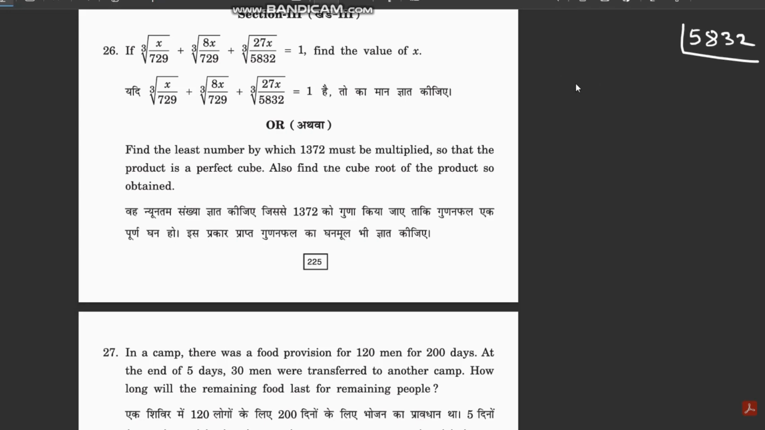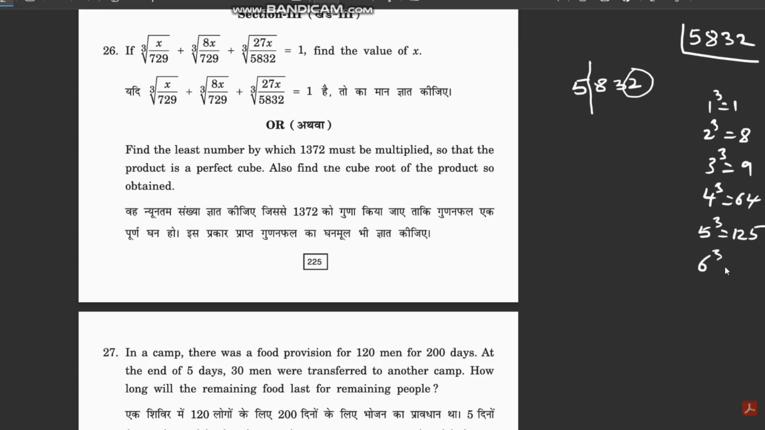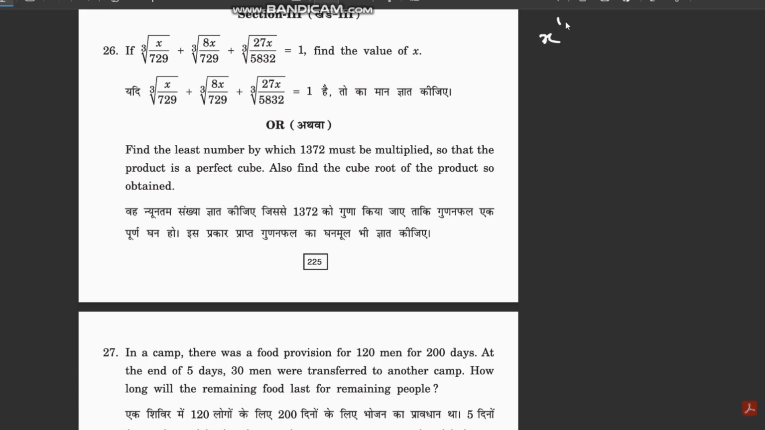I need to go for prime factorization. For cube roots we can go for the estimation method. After the 3 pass, see the first digit, it's 2. Which cube has 2 in the first place? 1 cube is 1, 2 cube is 8, 3 cube is 27, 4 cube is 64, 5 cube is 125, 6 cube is 216, 7 cube is 343.